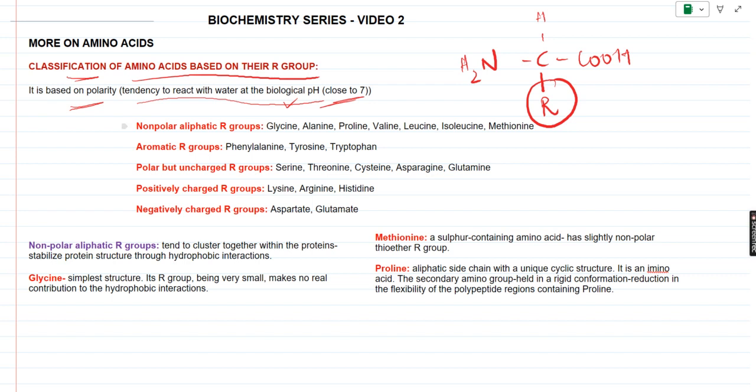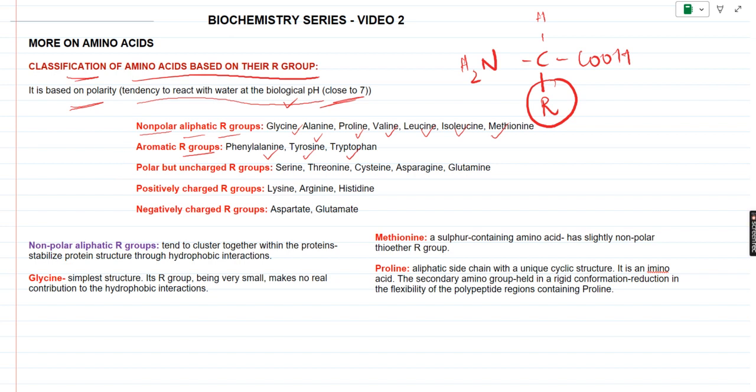So, just a quick recap, the amino acids that fall into the category of non-polar aliphatic R groups are glycine, alanine, proline, valine, leucine, isoleucine, and methionine. All of these have R groups that are non-polar and they are aliphatic. They don't exhibit any kind of polarity. If you see about the aromatic R groups, then we have three main important amino acids. They are phenylalanine, tyrosine, and tryptophan. And these aromatic amino acids are exploited when we have to find the concentration of proteins. I'm going to discuss about it in more detail in the coming slides.